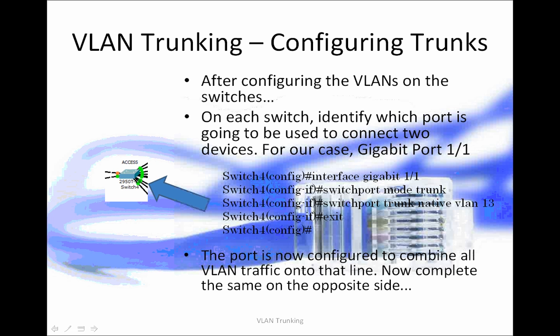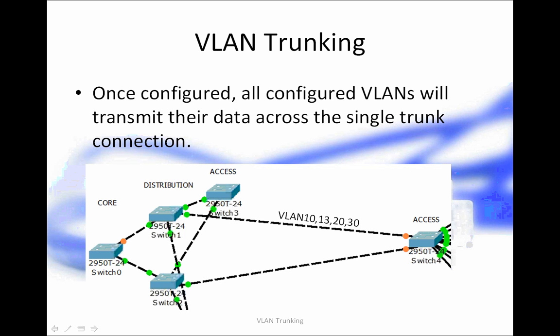Now, the native VLAN 13 specifies what to do with traffic that doesn't originate from a VLAN, such as control traffic, which is dropped if it doesn't contain a VLAN tag. More on that later. Now, once VLAN trunking is configured, all the VLANs will transmit their data across a single trunk line connection. As you can see here, now that they're configured, our 4 lines have become 1, and traffic for VLAN 10, 13, 20, and 30 now goes across this one connection.